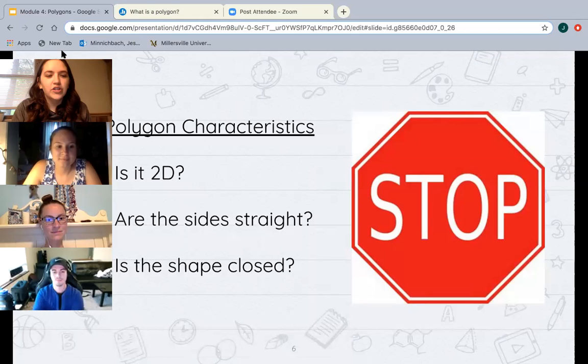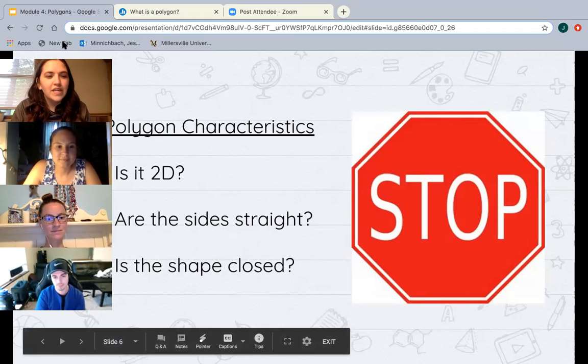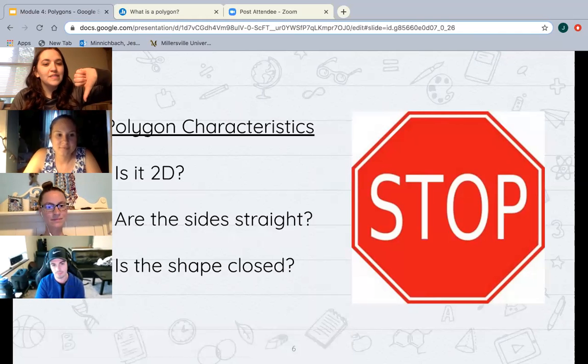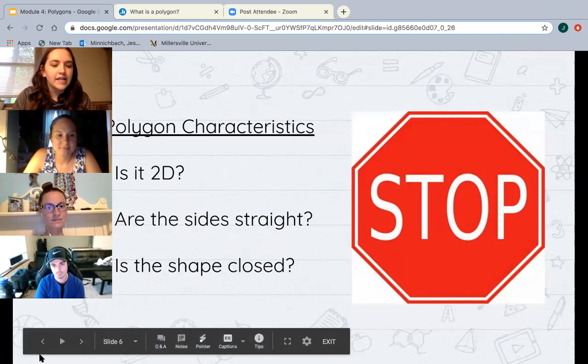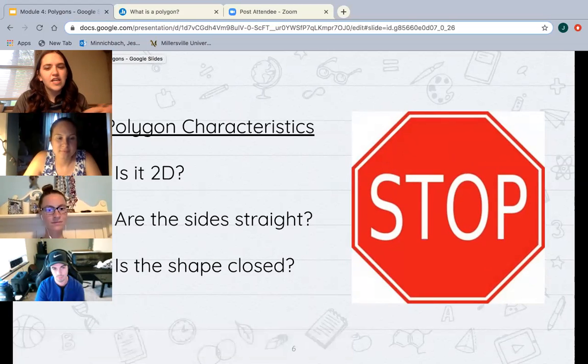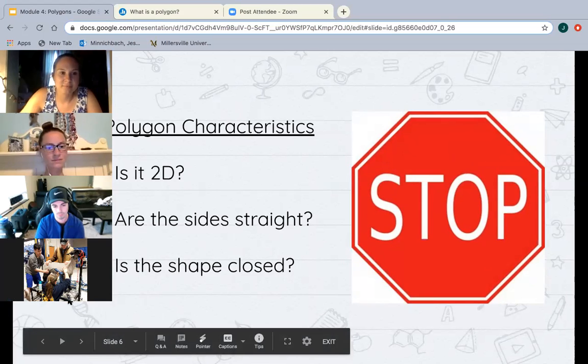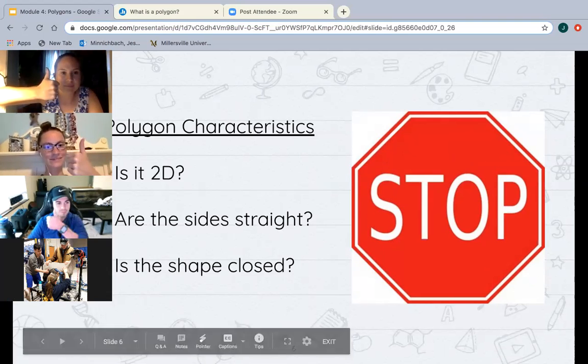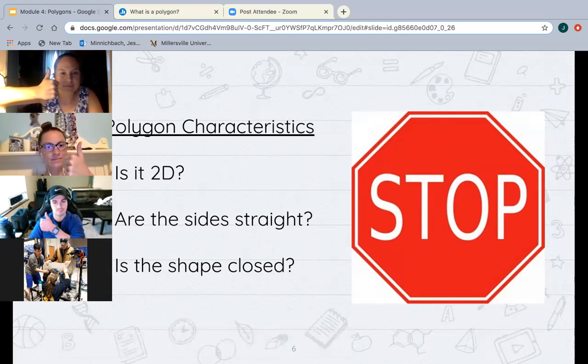So let's look at our characteristics. You can either give me a thumbs up or a thumbs down, or you can type your answer into the chat box. So we're going to go through each characteristic. First, is this shape 2D? Give me a thumbs up if you think this is a 2D shape and a thumbs down if not. Emily, you don't have your video on. Thank you for messaging me in the chat. Yes, that is a 2D shape.